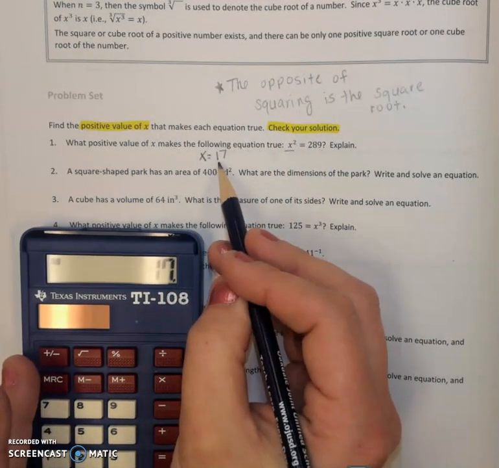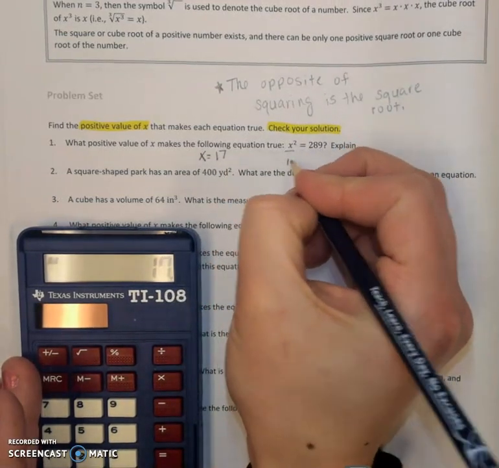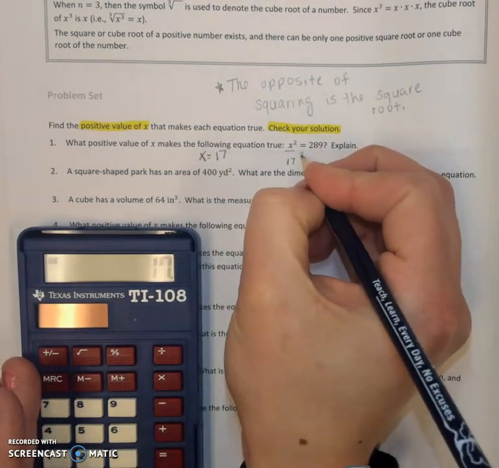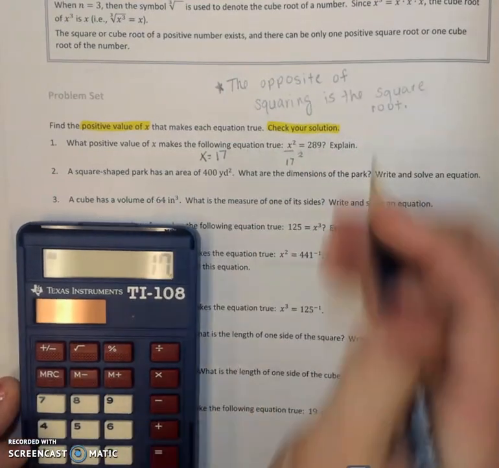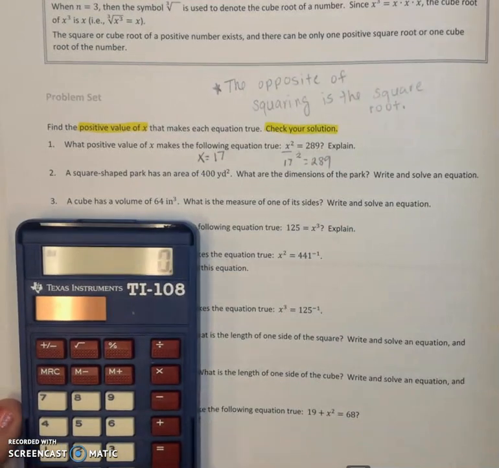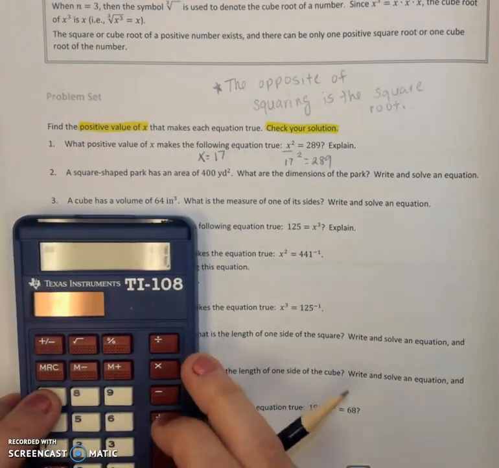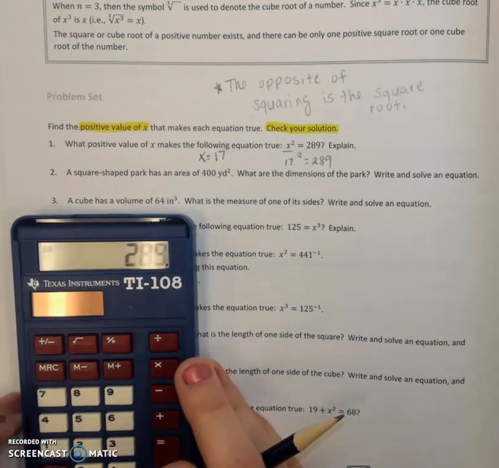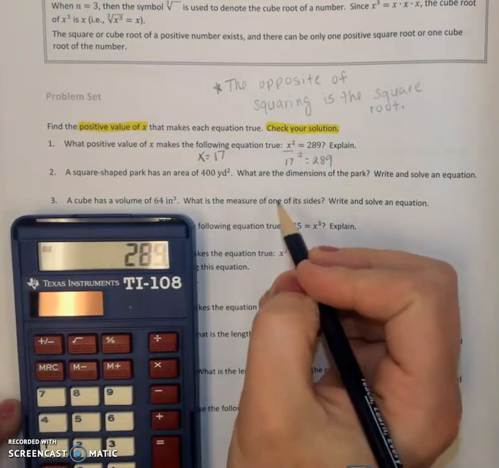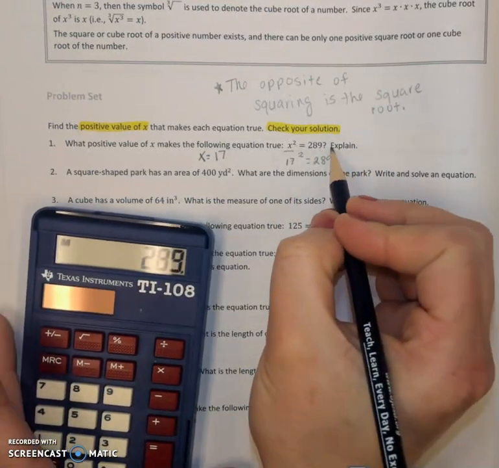So to check my solution, I would just plug 17 in for x, which would look like this: 17 squared equals 289. And we know when we're squaring something, we're multiplying it by itself. So 17 times 17 is 289. So that's correct. And then to explain it, there's a third step on this one.